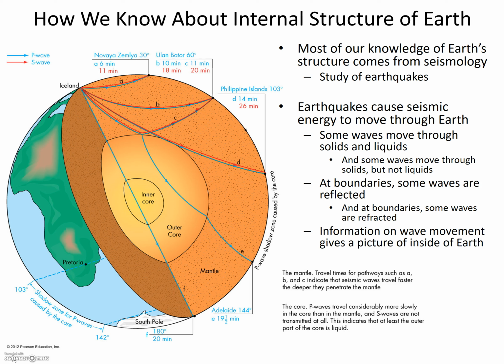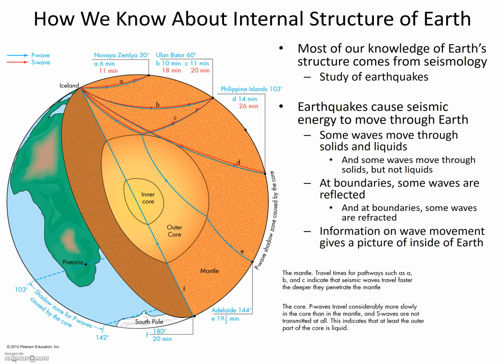As seen in this picture, earthquakes cause seismic energy to move through the Earth. Some waves, P waves, move through solids and liquids. Some waves, secondary S waves, move through solids but not liquids. So you can see how we can differentiate between solid and liquid layers of the Earth.